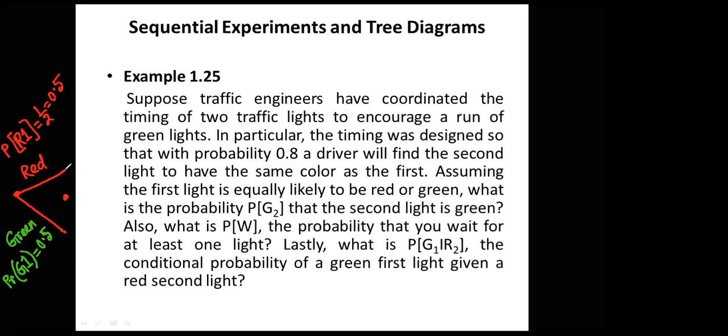Now the thing is, if the first light is a red light, then in the second slot it can again be red, or it can be green. It can be red, it can be green. In the second slot, in a similar way, it can be green or it can be red.